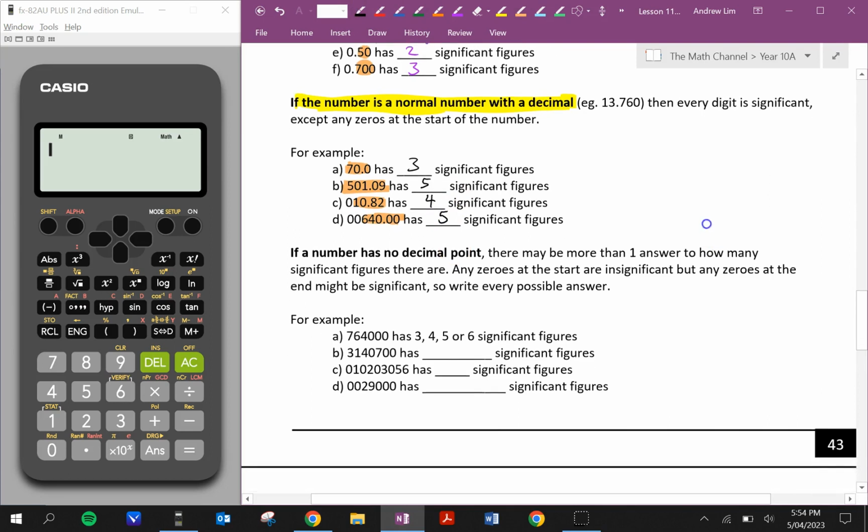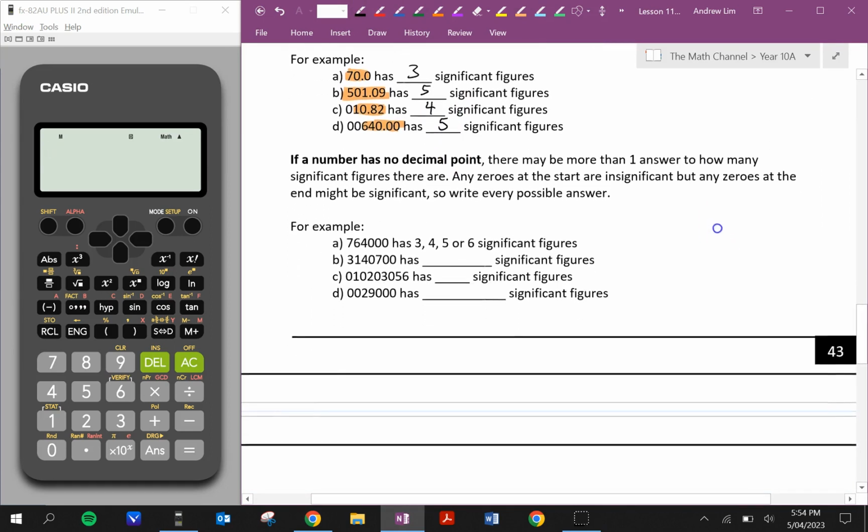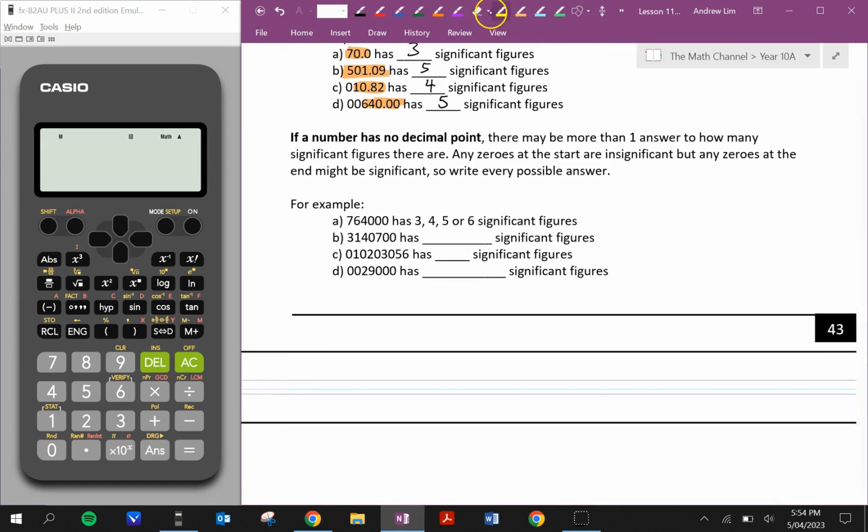Alright, and then the last one, which is quite tricky, is if a number has no decimal point, so it's a whole number, there could be more than one answer to how many significant figures there are. Any zeros at the start are insignificant, again, because we never write it like that. But any zeros at the end might be significant. So write every possible answer.